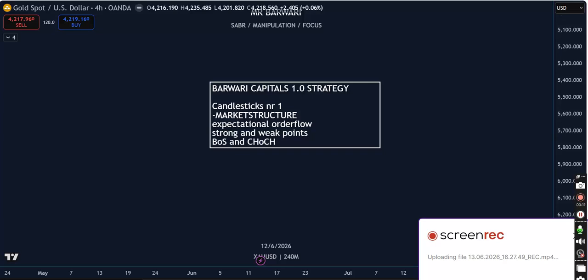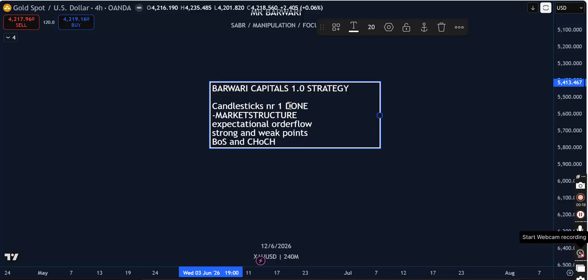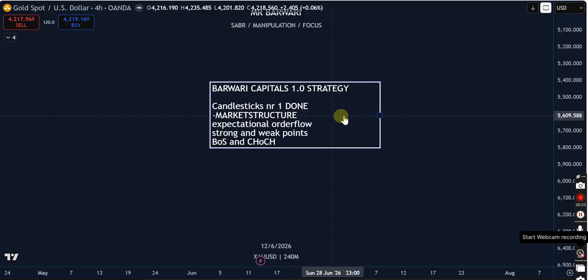And today we're gonna go through market structure. We have already gone through the candlesticks. Candlestick is done. We are gonna go through market structure. Inside the market structure you have expectational order flow. We have strong and weak points. We have a break of structure and change of character. You may ask what is a break of structure and what is a change of character.